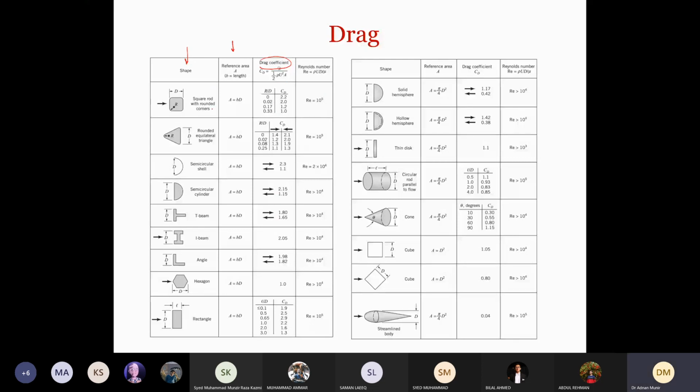For example, for a square rod with rounded corner, the area is given by B times D, where D is the diameter, this length, and B is its length, this length. Right now, as we change R by D ratio, R ये है और D है, तो CD भी change होगा, because when we change R by D, we are actually changing the shape of it, right? So the CD will change. This is for Re equals 10 raised to the power 5.